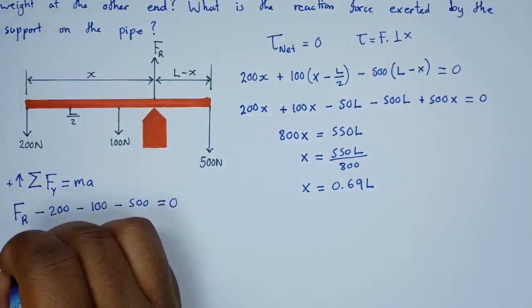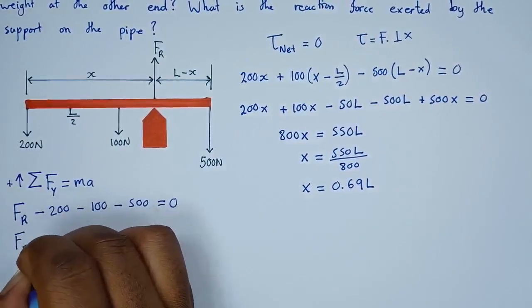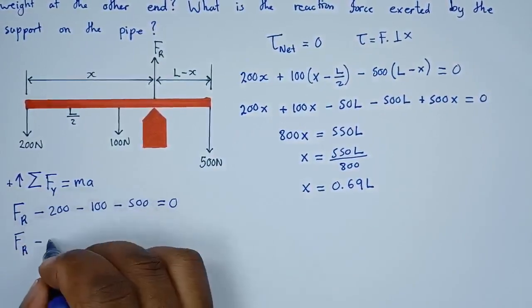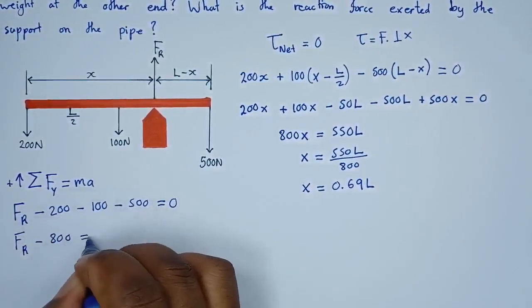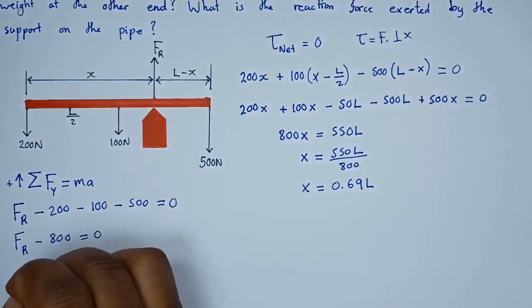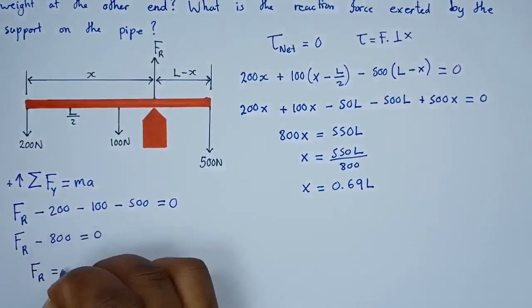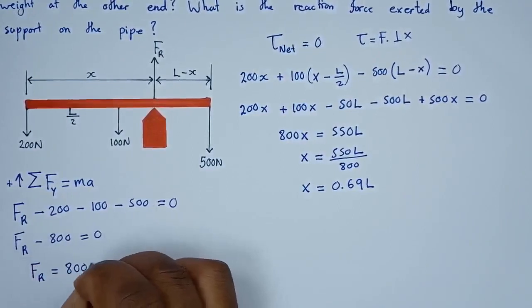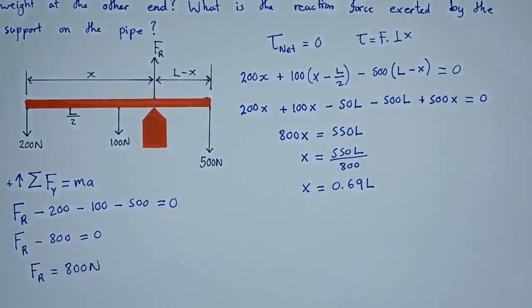This will give us the reaction force, Fr, minus, if we add all these, we get 800. This is equals to 0. Hence, the reaction force is simply equals to positive 800 newtons. So there we have it. That's how we calculate the reaction force.